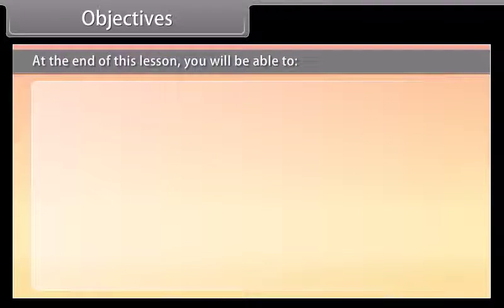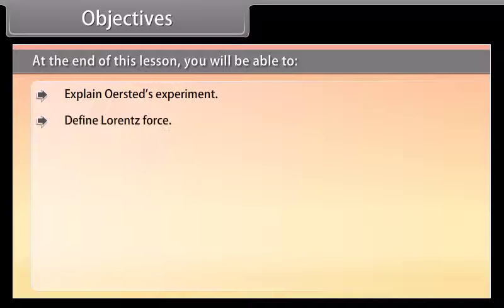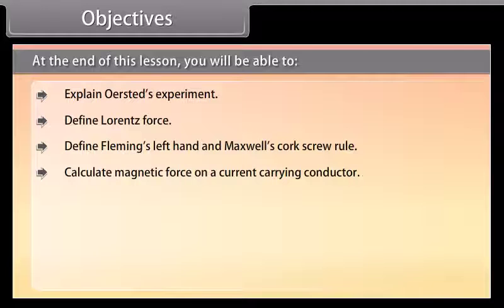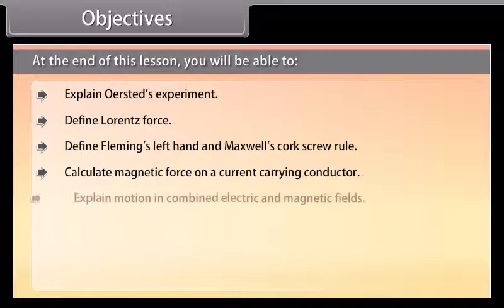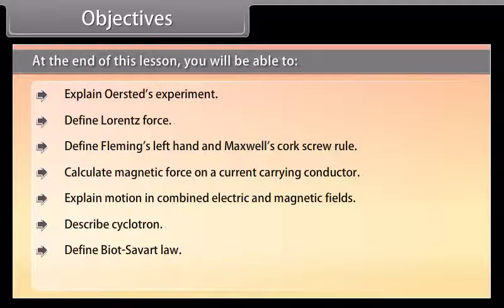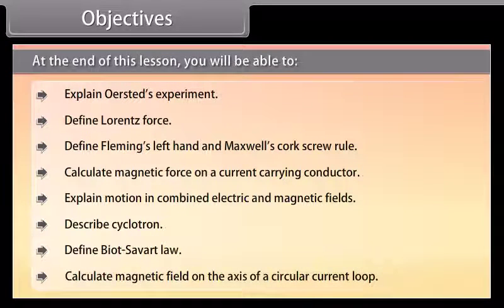Objectives. At the end of this lesson, you will be able to explain Oersted's experiment, define Lorentz force, define Fleming's left hand rule and Maxwell's corkscrew rule, calculate magnetic force on a current-carrying conductor, explain motion in combined electric and magnetic fields, describe the cyclotron, define the Biot-Savart law, and calculate the magnetic field on the axis of a circular current loop.